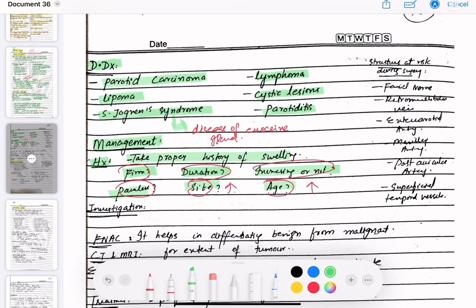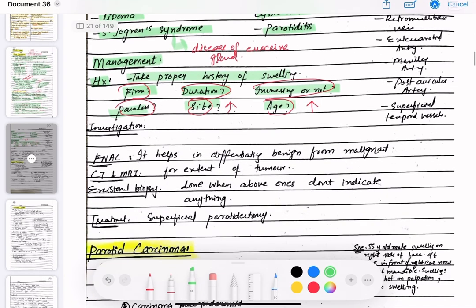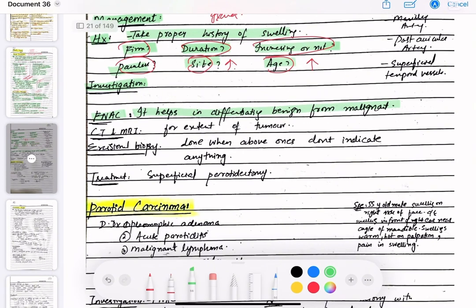Now the investigation options: first of all, fine needle aspiration is done, and it helps in differentiating a benign tumor from a malignant tumor. When you take a fine needle biopsy, it will differentiate whether it is benign or malignant.